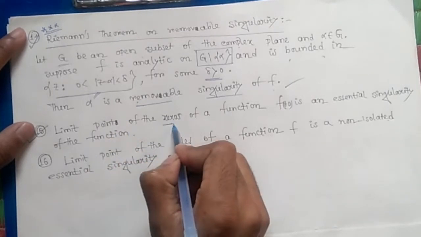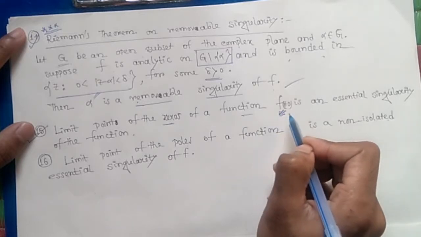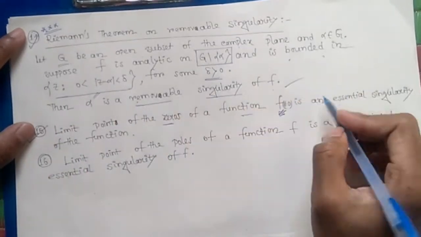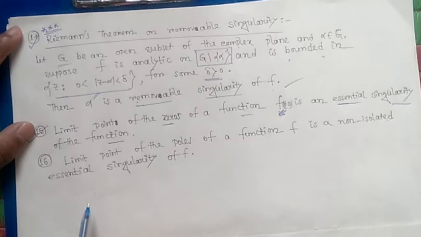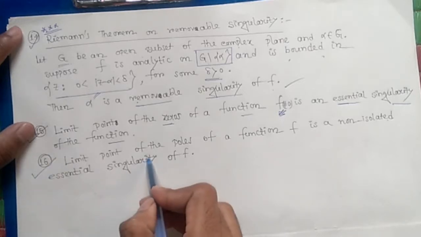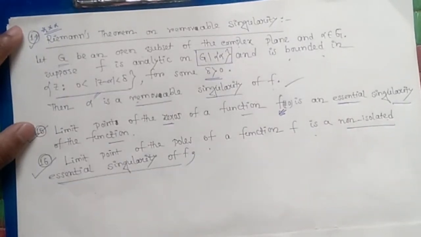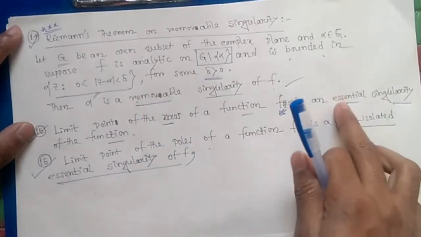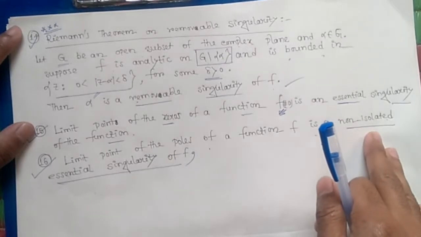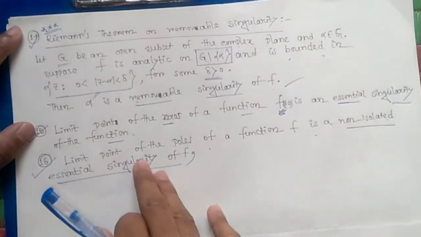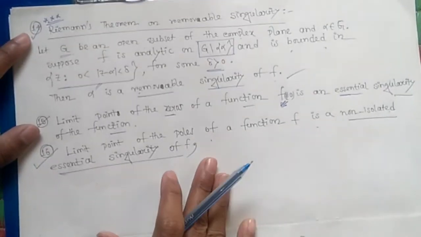Number 15. Now the limit point of the zeros of a function f which is not identically 0, this is important. The limit point of the zeros of a function is an essential singularity of the function, and the limit point of the poles of a function is a non-isolated essential singularity of the function. This is an important theorem.